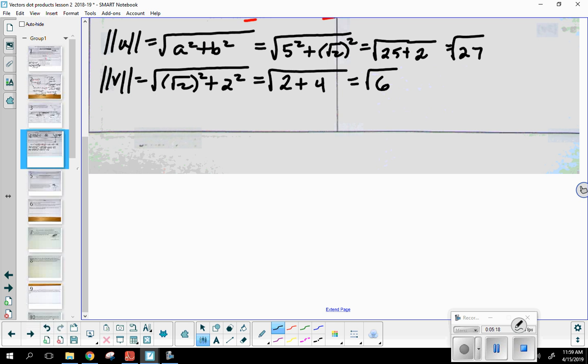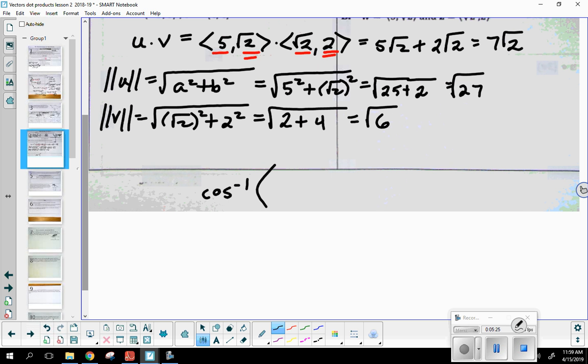So let's see here. The cosine inverse of the dot product, we found that to be 7 square root of 2, over the magnitude of u, we found that to be the square root of 27. And I'm going to multiply that by the magnitude of v, the square root of 6. I don't even need to multiply square root of 27 times square root of 6 and figure out what that is. I'm just going to let the calculator give me the answer. So that's going to give me theta.